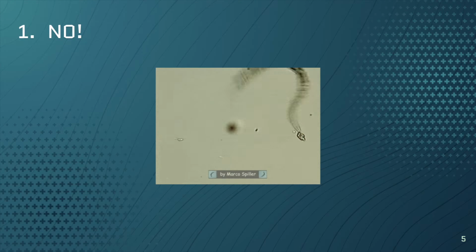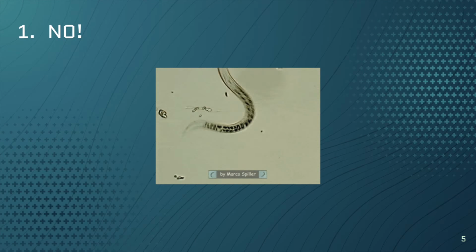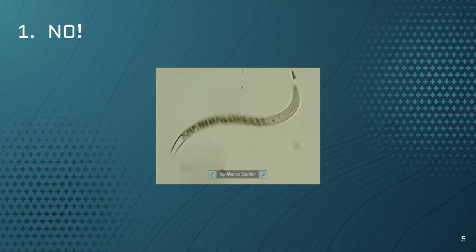Here we are at our first no. Something, or maybe more than one thing about this creature is not consistent with annelids. What do you think it could be? Jot down a couple of ideas in your no column.